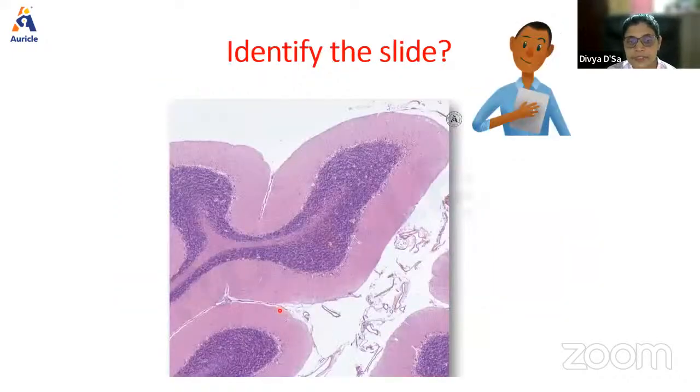Next, this slide. When we see this slide, this is the cortex portion. This is the white matter, that is the medulla portion. So cortex and medulla. If you closely observe, the cortex has 3 layers. This is the outer layer. Then there is a single layer of Purkinje cells. And then there is this layer. So when we see this thin layer of Purkinje cells, we have to identify this structure as cerebellum.